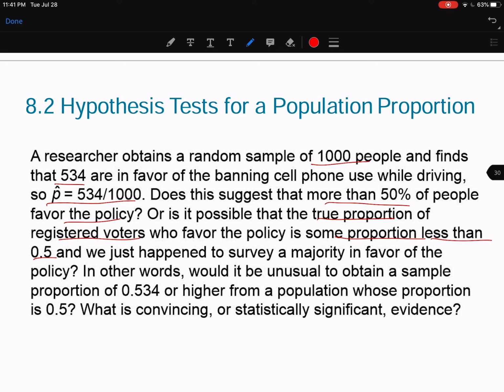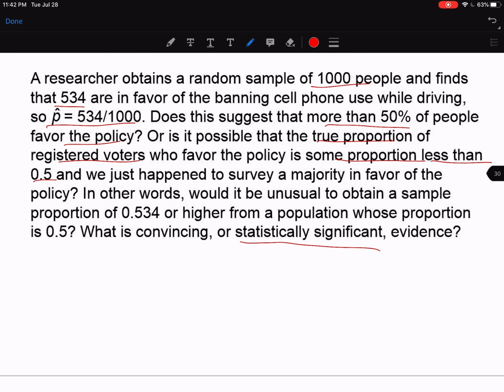In other words, would it be unusual to obtain a sample proportion of 0.534 or higher from the population whose proportion is 0.5? What is convincing or statistically significant evidence? So to answer all those questions given in this example, we need to do the hypothesis test for population proportion. Now let's take a look at how to do it, and we're going to go back to this example later, and we're going to learn how to answer those questions by doing the hypothesis test.